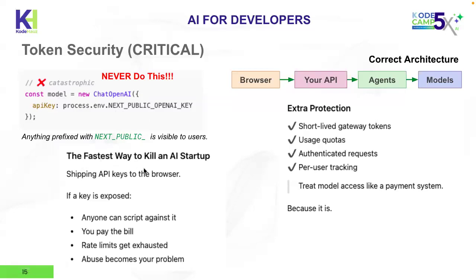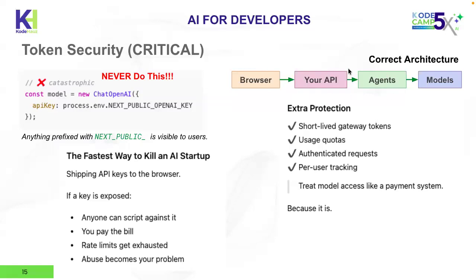So the fastest way to kill an AI startup is shipping API keys to the browser. Because what will happen is that all your users will load it. They'll use your API keys, they'll finish your money. Your limit will get exhausted. Imagine that happening so many times. Of course, you have to go disable those API keys, but the whole way you coded it, you need to change. So the proper architecture is what we've already talked about.